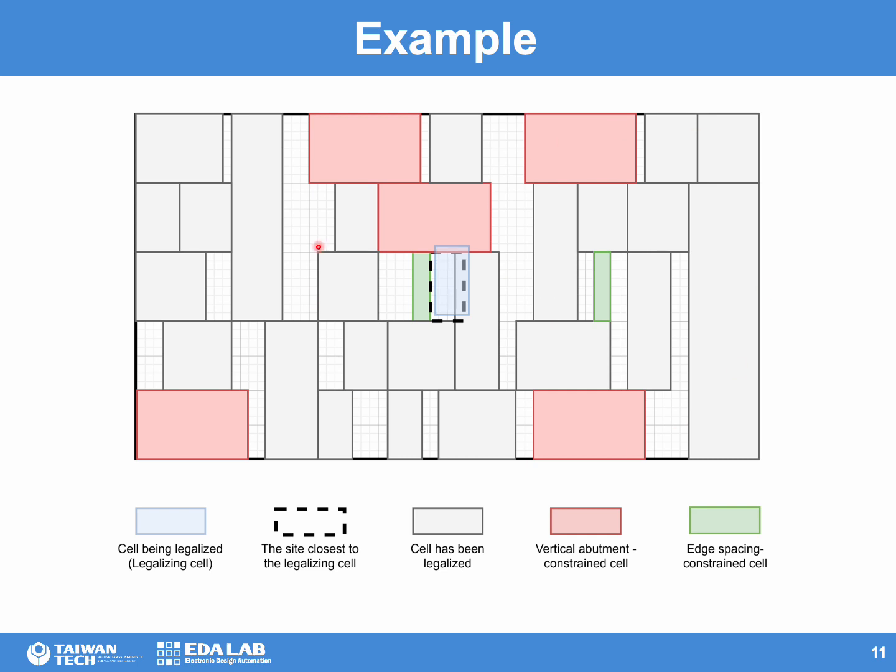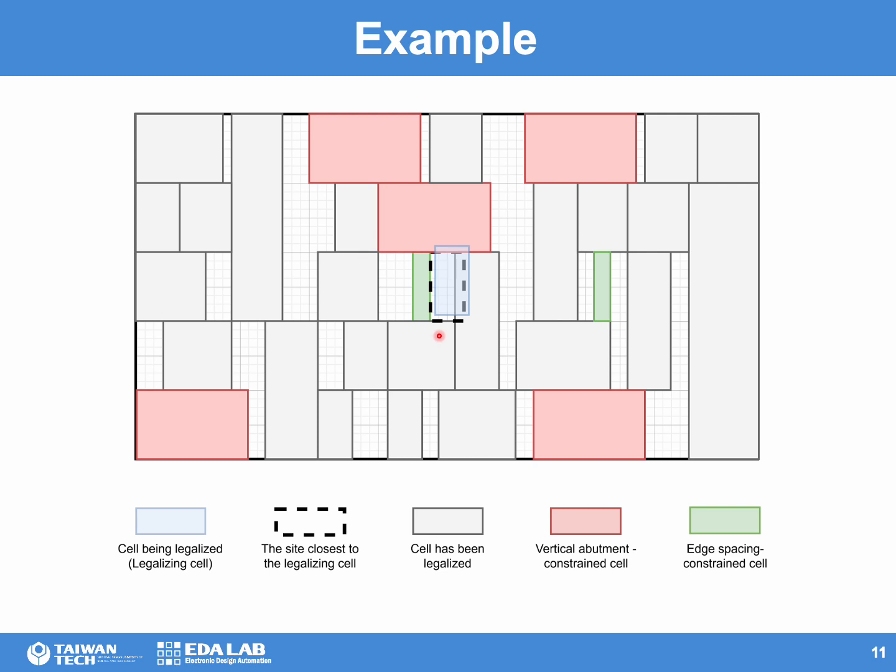In this example, we will demonstrate how to find candidate positions for the target cell, which is the cell being legalized. The blue cell is the target cell. The black dashed rectangle is the closest site to its global position. The remaining cells are already legalized.